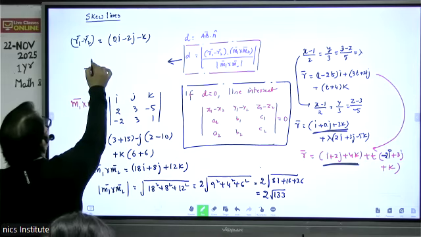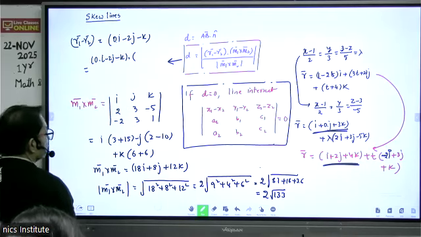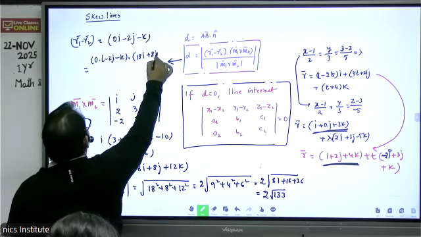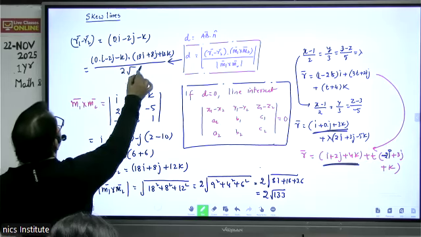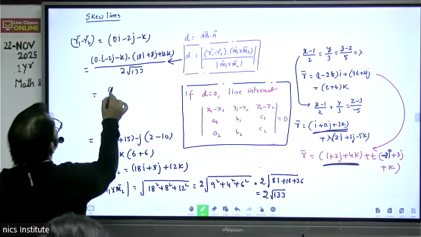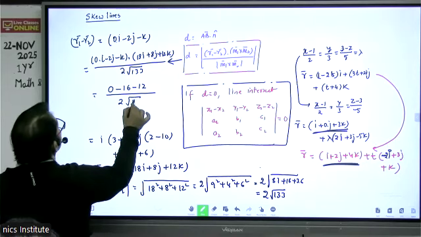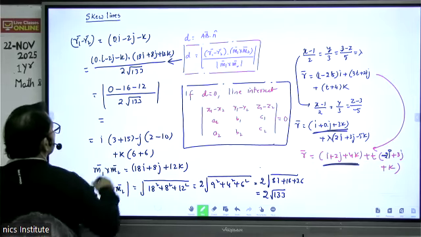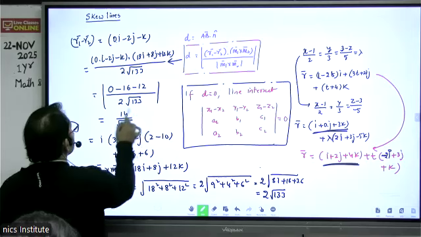So this is 0I minus 2J minus K dot M1 cross M2, which is 18I plus 8J plus 12K divided by 2 root 133. So the dot product, you know how to find dot product. It will be 0 minus 16 minus 12 divided by 2 root 133 whole modulus 28. 2 से divide कर दो 14 by root 133. So that's your answer.